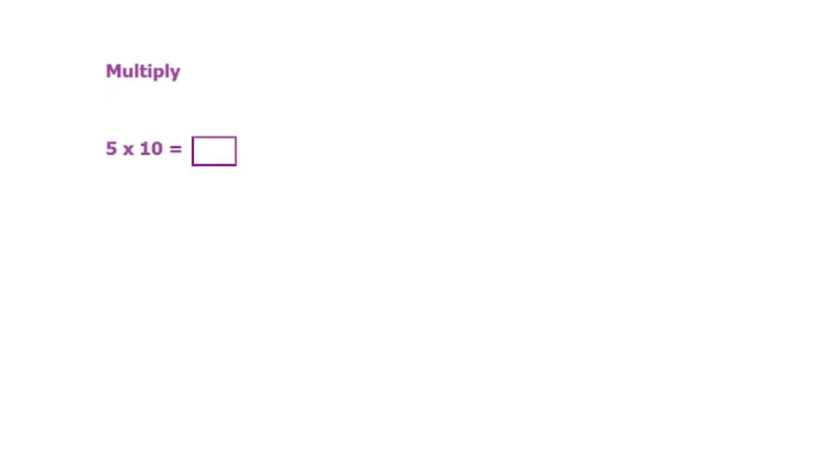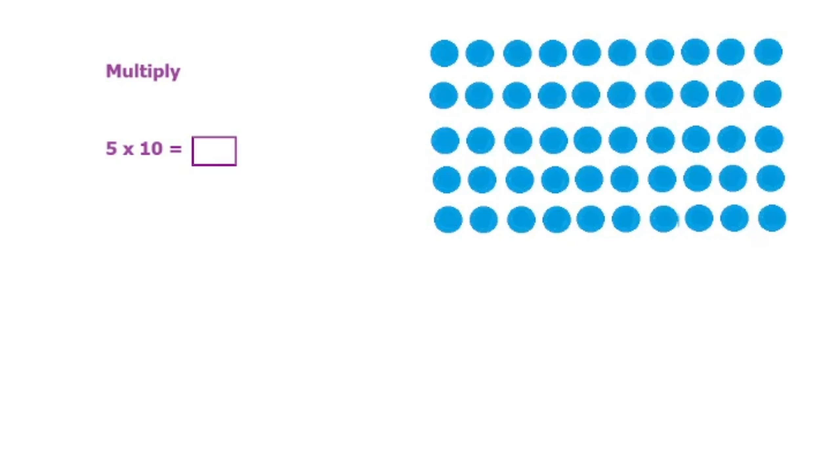You could try to picture it, and it would look like 5 rows of 10 dots. So try to picture that. It would look like this. So we have 5 rows here: 1, 2, 3, 4, 5. And there's 10 dots. If you count all the dots, you'll find out that there's 50 dots total. So the answer to this question would be 50.